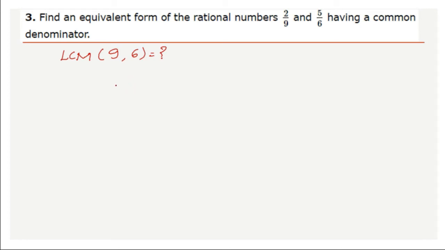I'll follow the prime factorization method. When 9 is written as 3 times 3, it is the prime product of 9. When 6 is written as 2 times 3, it's the prime product of 6. With these prime products, I can find out the least common multiple. Here, the least common multiple will be 2 multiplied by 3 multiplied by 3. That is 18.